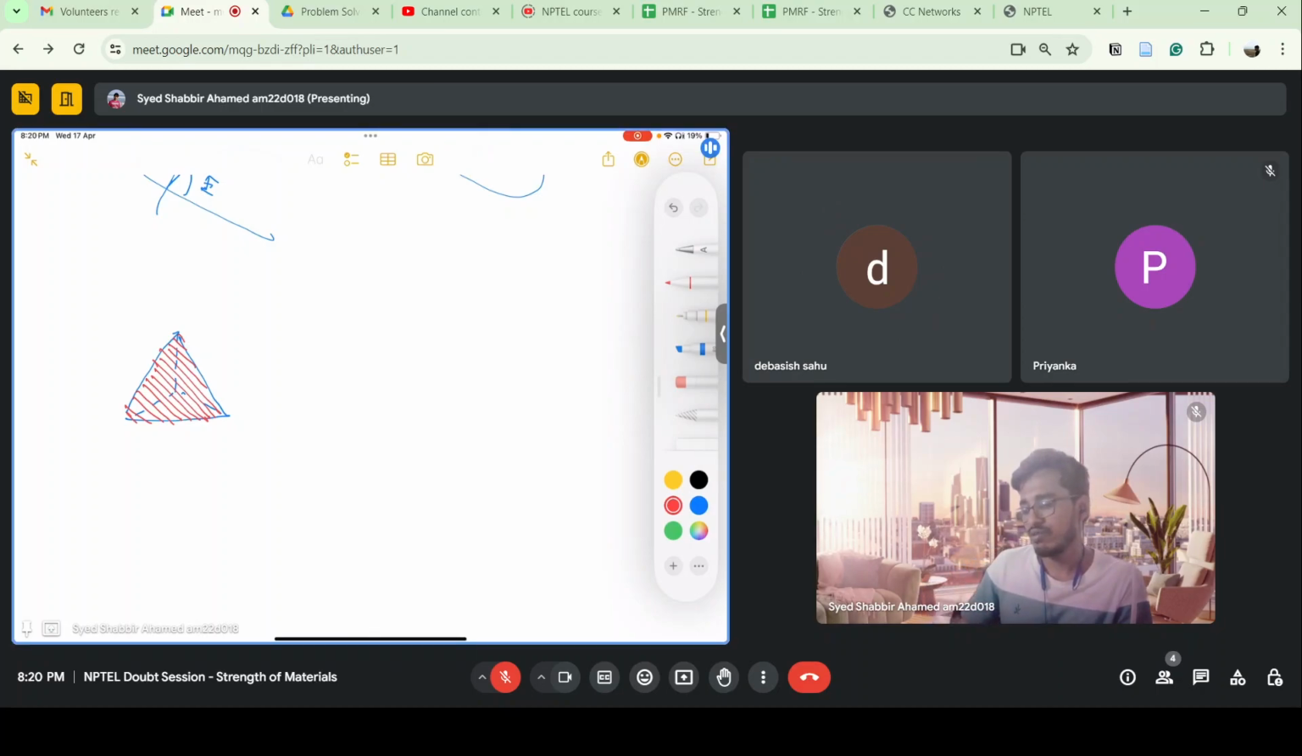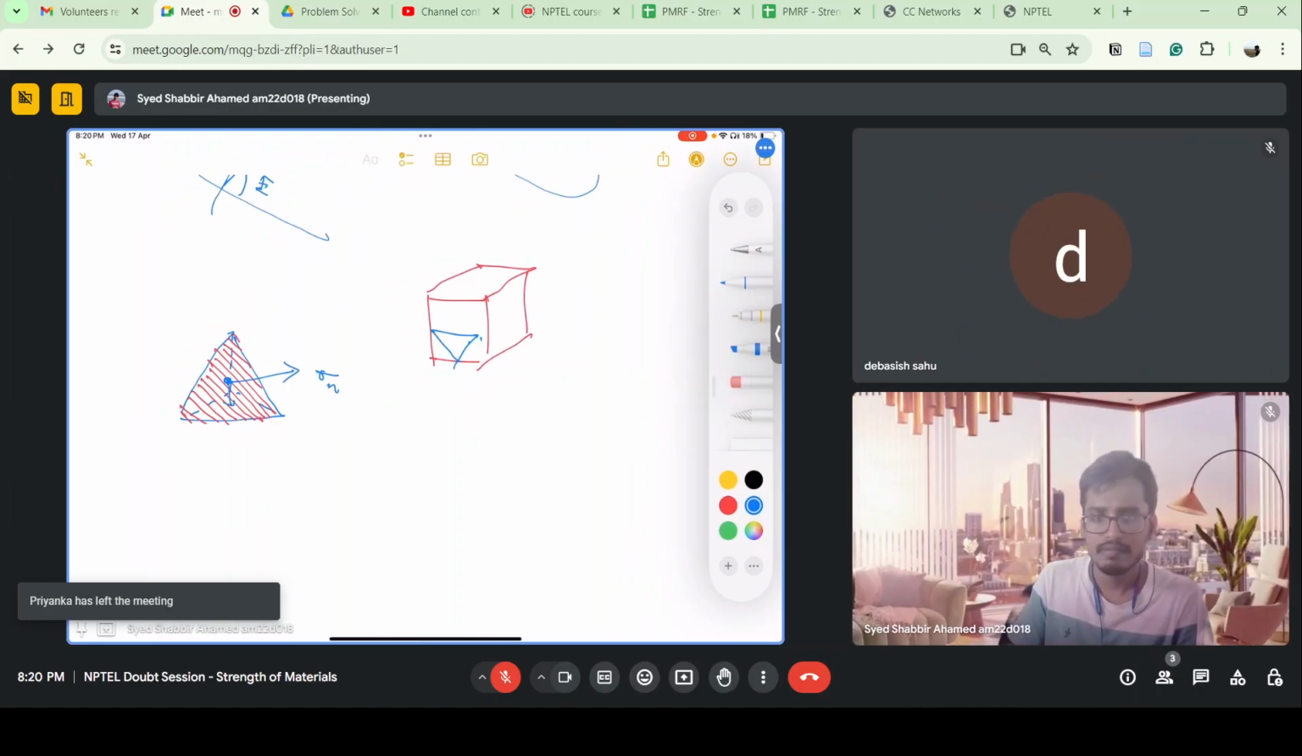No, it's like you are just taking a cube here, and I am just taking this to represent some plane. So on this plane, you will have some normal stress and you will have some shear stress, right?